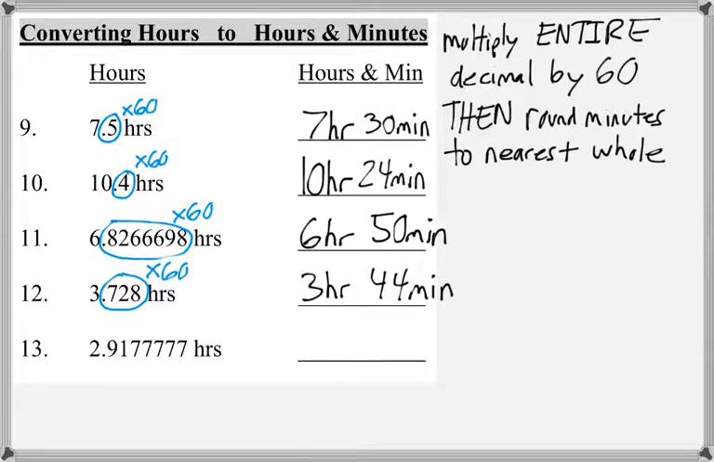For question number 13, I can just move over the 2 as my 2 hours, and then I want to multiply the entire decimal by 60 to get the minutes. So 0.9177777 times 60, we get 55.066662, and we always round that number to the nearest whole. So that's going to be 55 minutes.